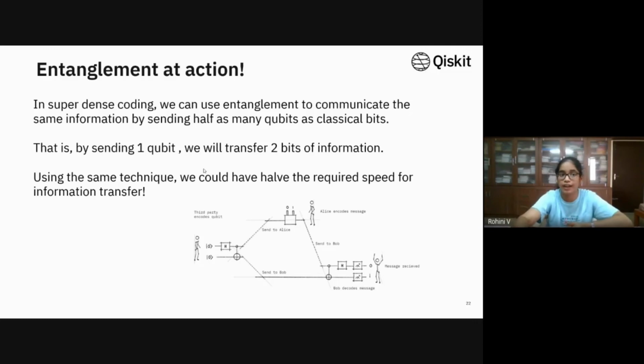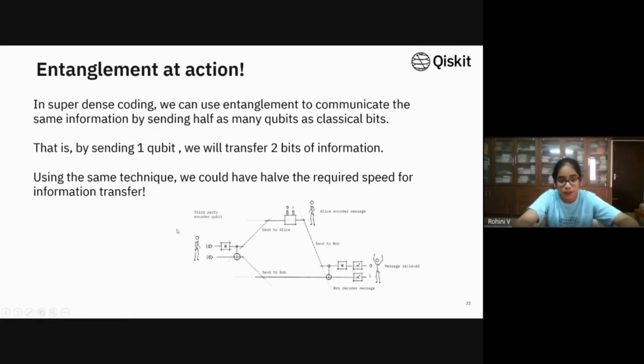I'm not going into depth on superdense coding. It's one awesome application of entanglement, and it's going to be implemented in a few years, I hope so.